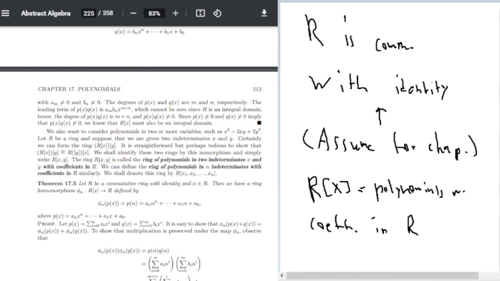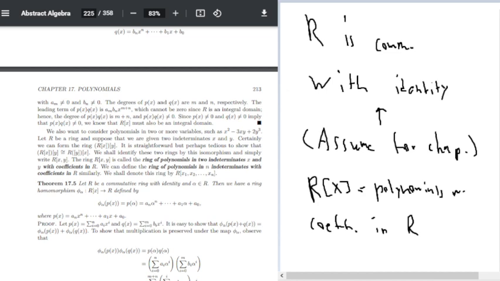We also want to consider polynomials in 2 or more variables, such as x squared minus 3xy plus 2y cubed. Let R be a ring, and suppose that we are given 2 indeterminates x and y. Certainly we can form the ring R of x, y. It is straightforward, but perhaps tedious, to show that R of x, y is isomorphic to R of y, x. We shall identify these 2 rings by the isomorphism, and simply write R of x, y.